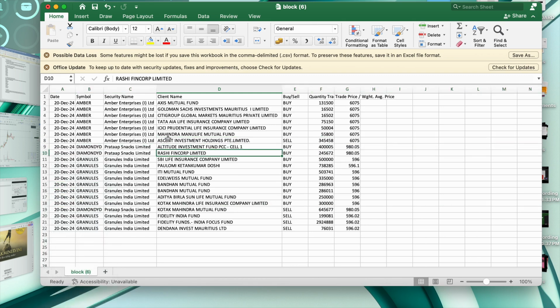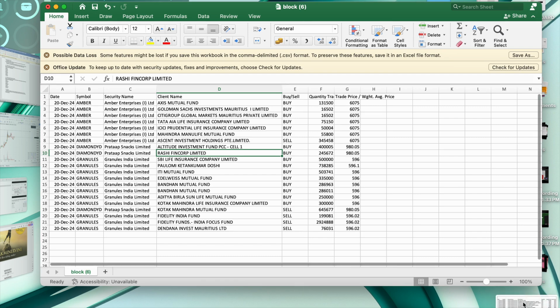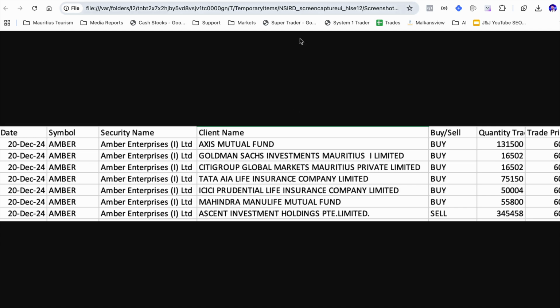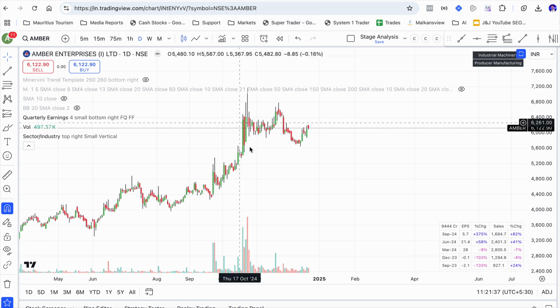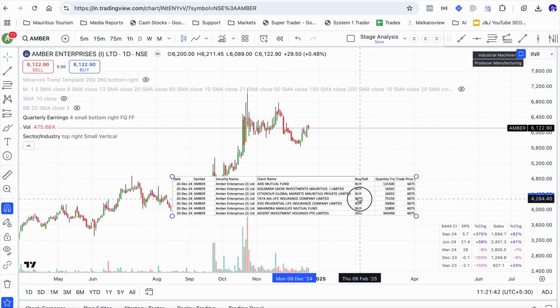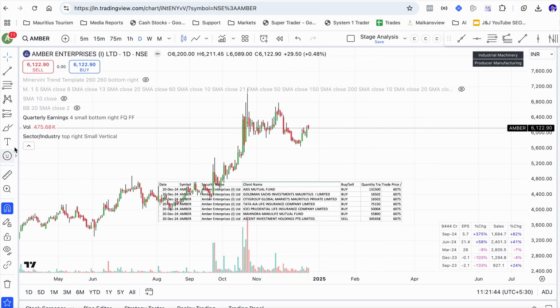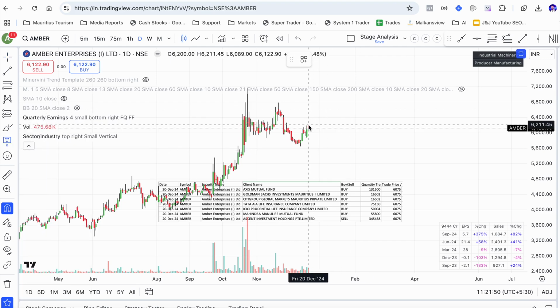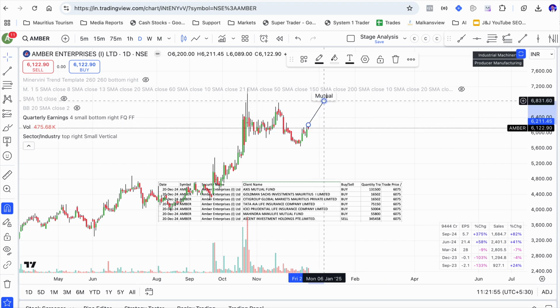Once I've done that paste, I take a screenshot of that entire thing. Then I come here and put it on top of this. It comes like this, but then I do a copy and a paste. Now I've brought the image which I want to save on my chart. Now I go to the side note, text area, note, and add a pinpoint for this area saying mutual funds have bought in.